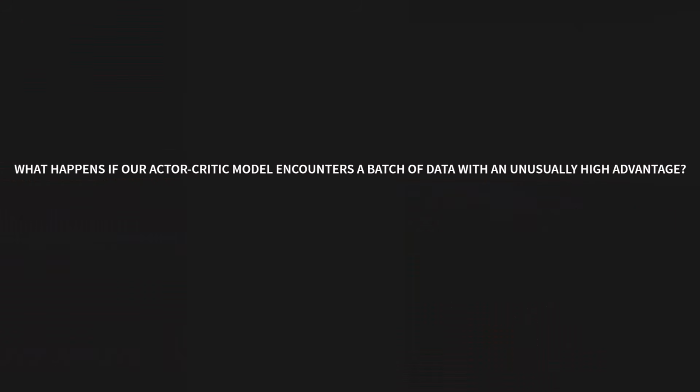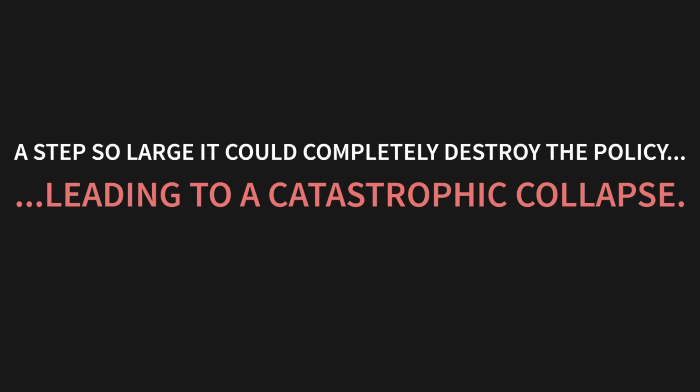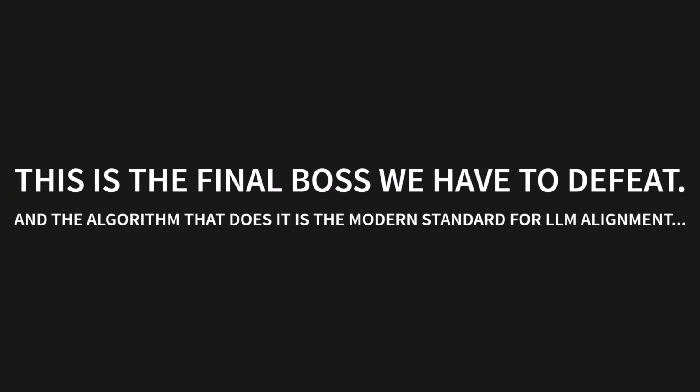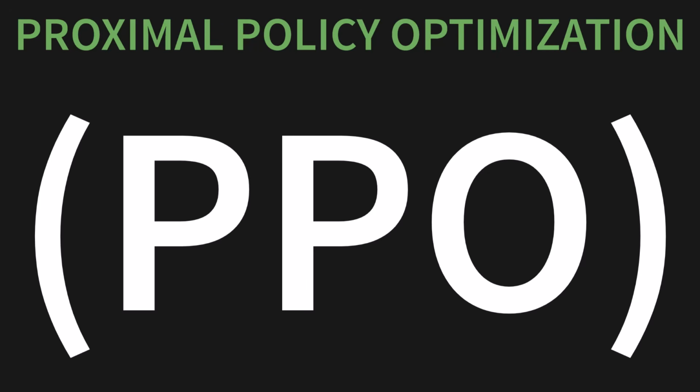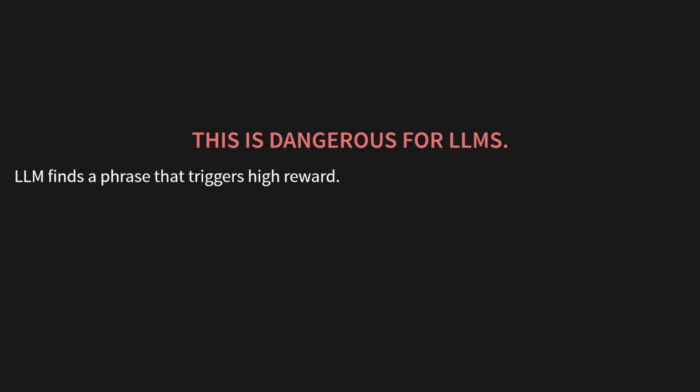Our learning signal is now clean and precise, but in doing so, we've created a new, more dangerous risk: instability. What happens if our actor-critic model encounters a batch of data with an unusually high advantage? It will take a massive gradient step. A step so large it could completely destroy the policy, leading to a catastrophic collapse. The model forgets everything it knew in a single update. This is the final boss we have to defeat. And the algorithm that does it is the modern standard for LLM alignment: Proximal Policy Optimization, or PPO for short. So what's the core problem here? We're trusting the gradient too much, and this is especially dangerous for LLMs.